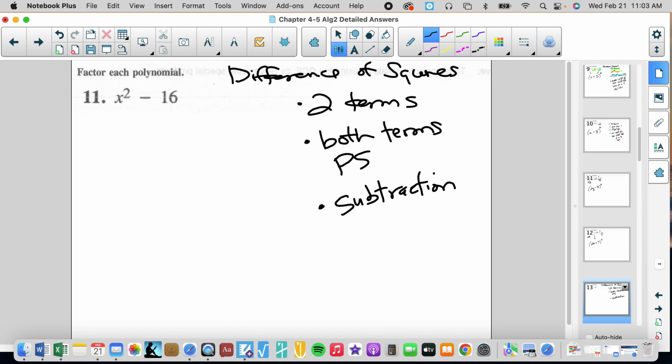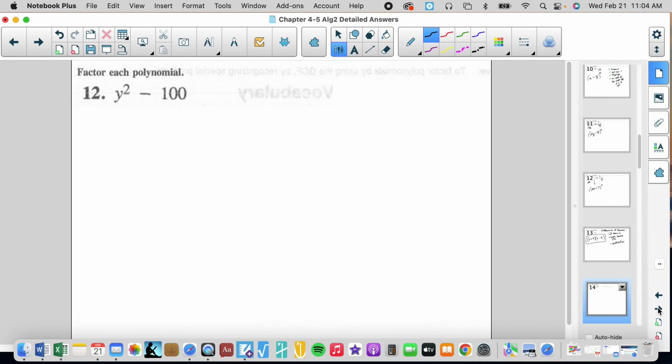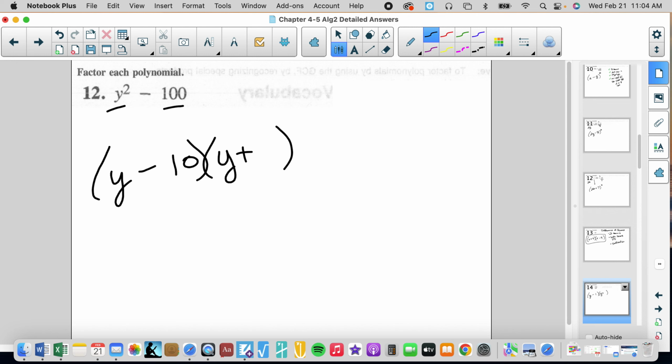Okay. So what we do is we create conjugates. One's going to be plus, one's going to be minus. We take the square root as my first, square root as my last. That's equally as easy. 2 terms, subtraction, both perfect squares. So you have y minus, y plus. It doesn't matter if the negative comes first or the positive. I wrote the positive; those are interchangeable because of the commutative property.